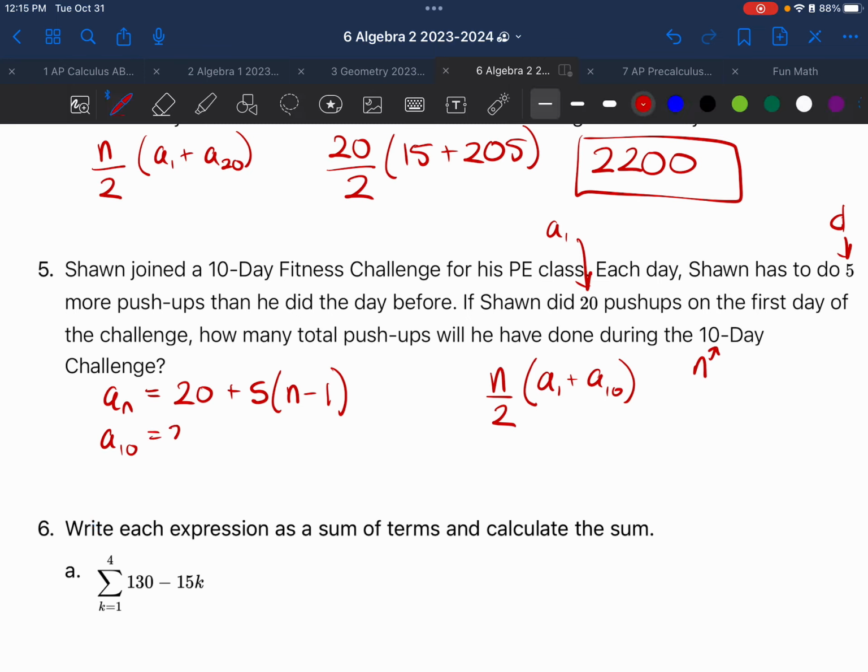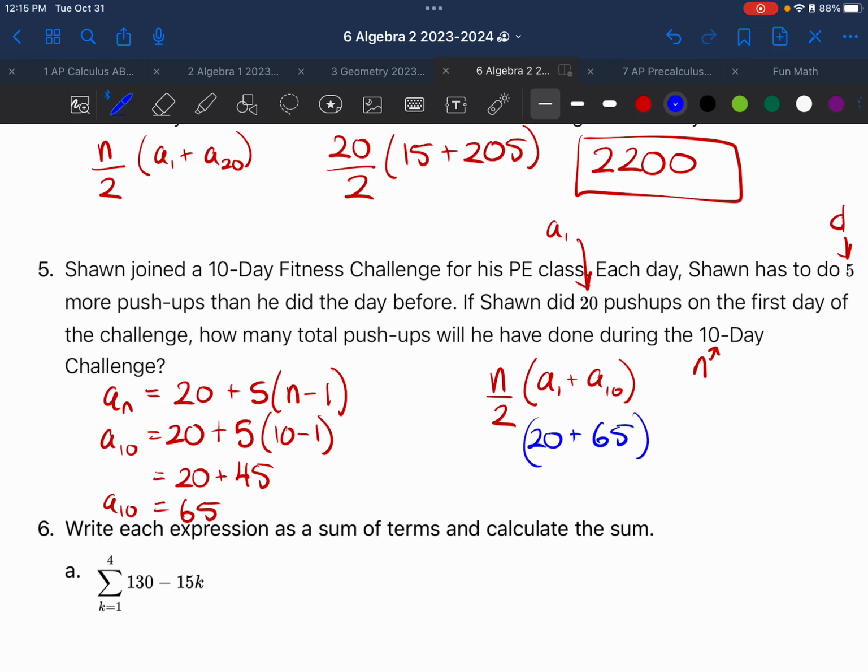A sub 10 is going to be 20 plus 5 times 10 minus 1. This is going to be 5 times 9, which is 45. And this is going to be 65. So that means that the 10th term is going to be 65. So what we have now is we have the ability to plug all these in. We have a sub 10, which is going to be 65. We have a sub 1, which is 20. And we have n, which is 10. And then we divide that by 2. All right, let's see what we've got here. 65 plus 20 is 85.